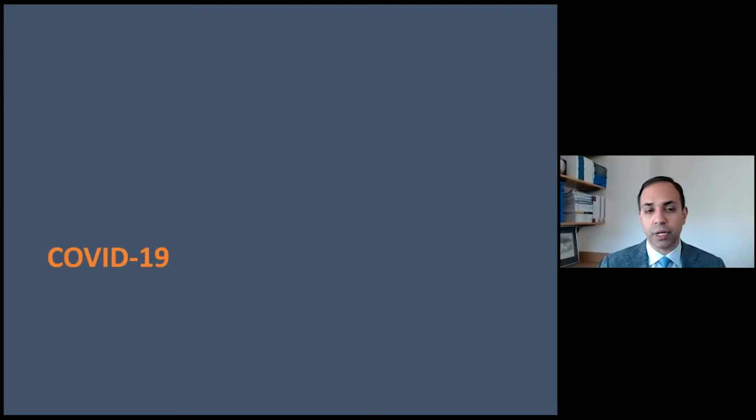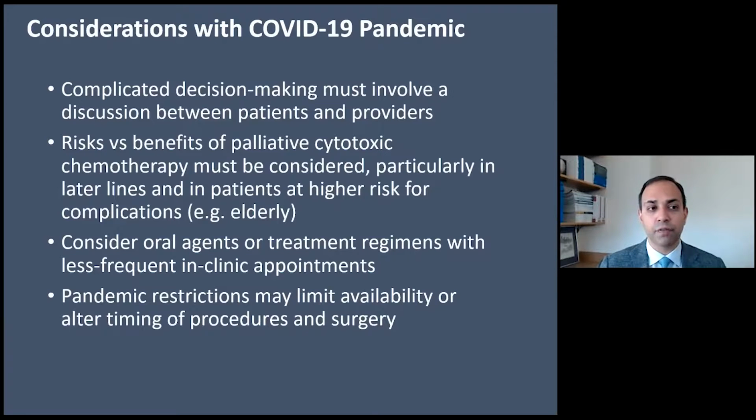I did want to touch on some of the considerations for treatment of patients with GI cancers in the setting of the current COVID-19 pandemic. These patients have complicated decisions, and this decision-making must involve a discussion between patients and their providers. The risks versus benefits of treatments, specifically for palliative chemotherapy, should be considered, particularly in those patients who are undergoing later line treatment, where the potential for benefit may be lower, and for those patients at higher risk for complication, including and especially elderly patients.